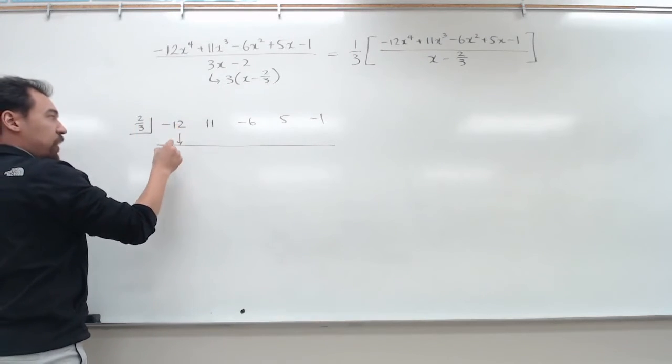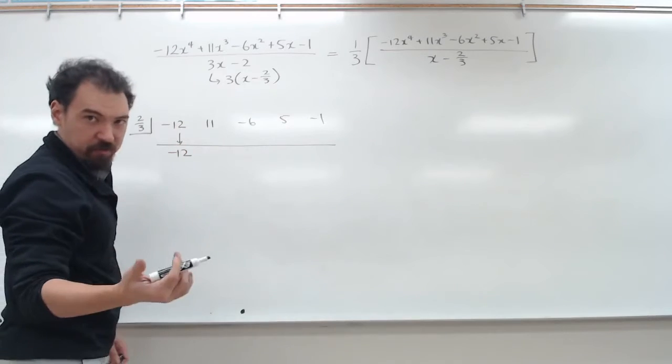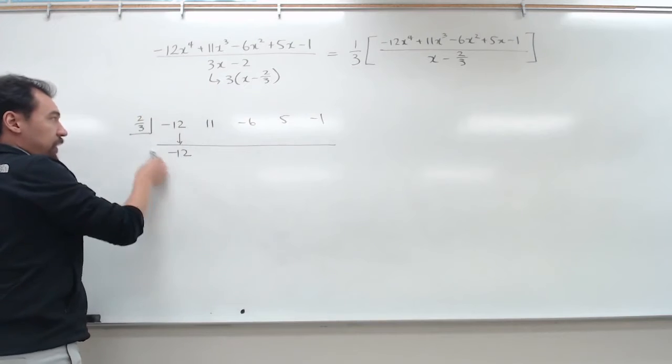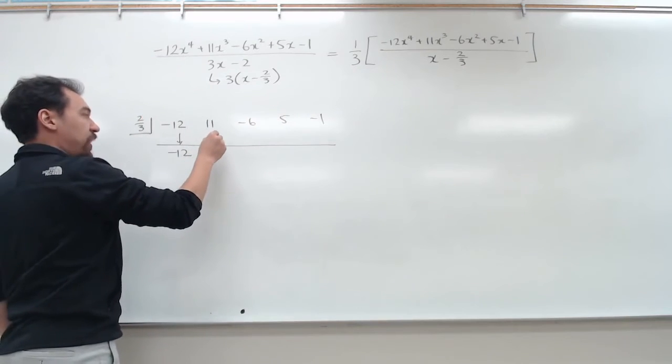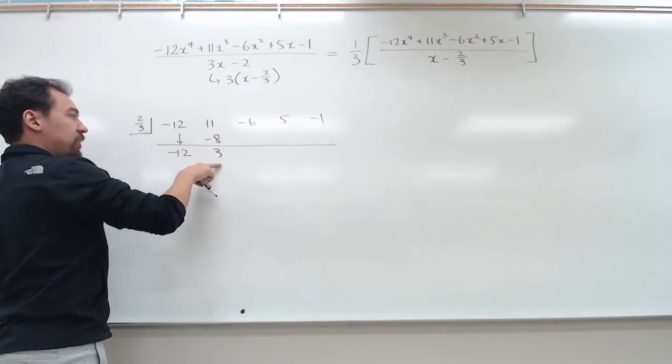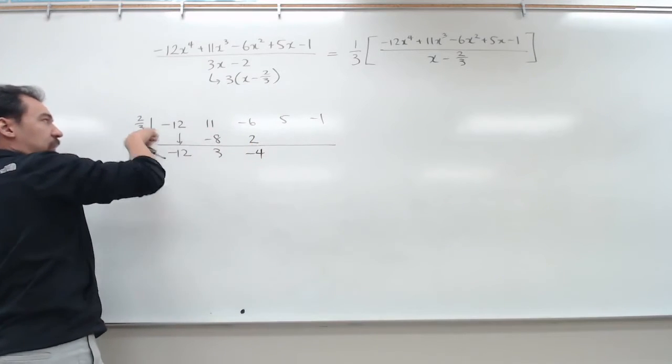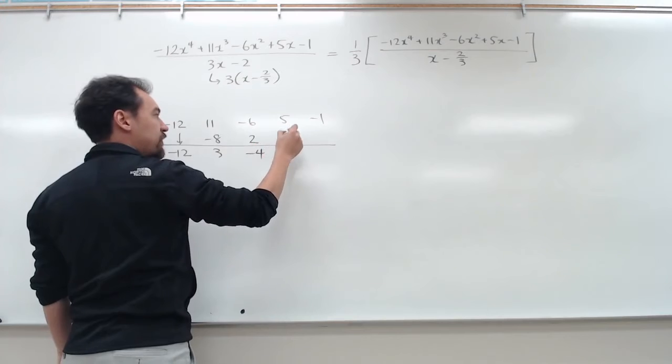So negative 12 will come down directly, which perhaps answers the question, can the leading coefficient be negative? Totally. Negative 12 times 2/3 gets me negative 8. Add them down gets me 3. 3 times 2/3 is 2. Add them down is negative 4. Negative 4 times 2/3 is negative 8/3.